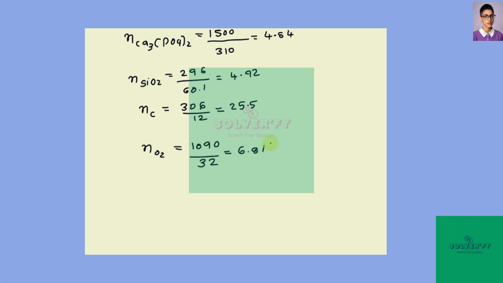Sorry, it is 34.06 we will get. And the number of moles of H2O here will be equal to the given mass, 296, divided by its molar mass, 18, we will get as 16.4 mole.